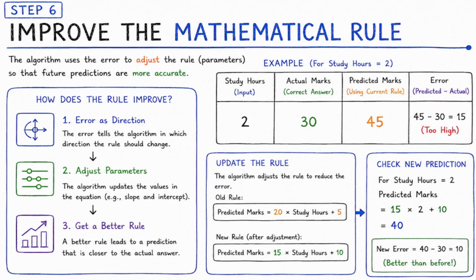Now we predict again for 2 study hours and we get 40. The prediction is still not perfect, but it's much closer to the correct answer. The error has reduced from 15 marks to 10 marks. This is exactly how machines learn: predict, measure the error, update the rule, and make a better prediction. In the next step, this process will be repeated again and again until the error becomes very small.